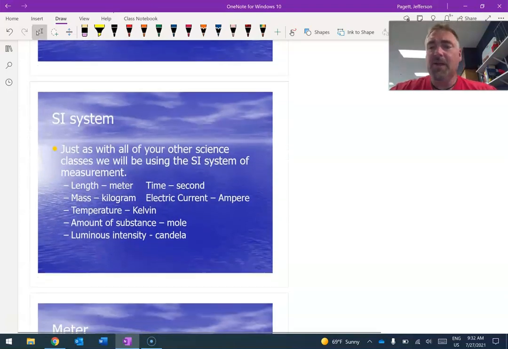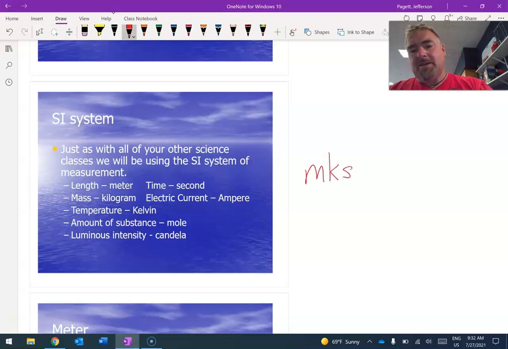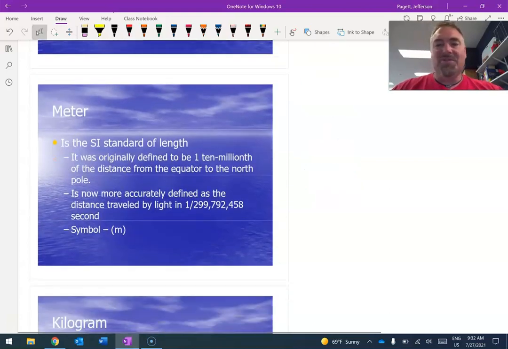Now, the SI system, just like with all their science classes, just like we did last year or 2 years ago in physics, we're using the System International measurement, where the length is measured in meters, time is seconds, mass kilogram, and then all the other ones we talked about as the MKS system, meters, kilograms, and seconds. Some was referred to as the KMS system, but that gets into a whole other thing. Really quick, talk again about the meter, originally defined to be 1/10,000th of the distance from the equator to the North Pole. It's accurately defined as the distance traveled by light in 1/299,792,458th of a second. So really, remember, light travels really gosh darn fast.